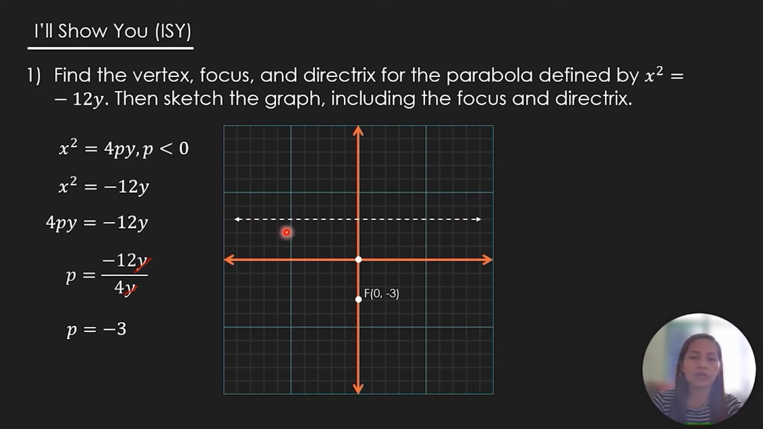So, what is the equation? Take note that it passes through the y-axis. So, that means this will be y equals 3. Okay? That will be y equals 3. That is the equation of the line of our directrix.